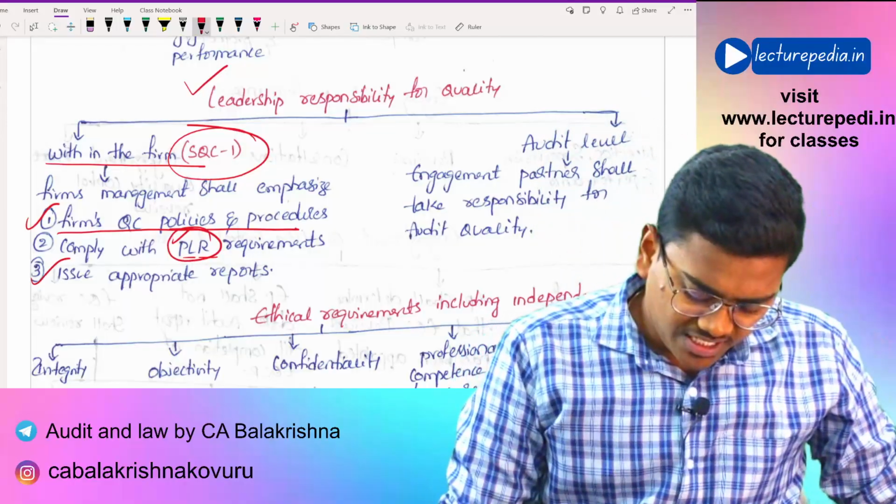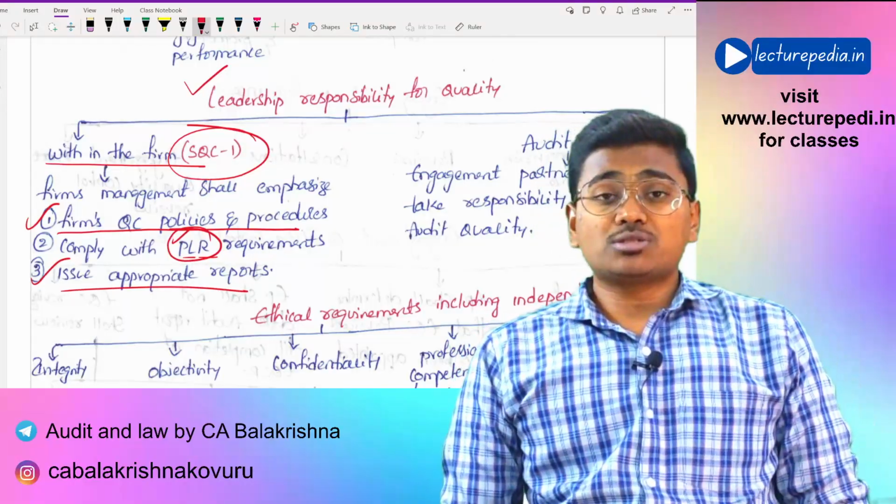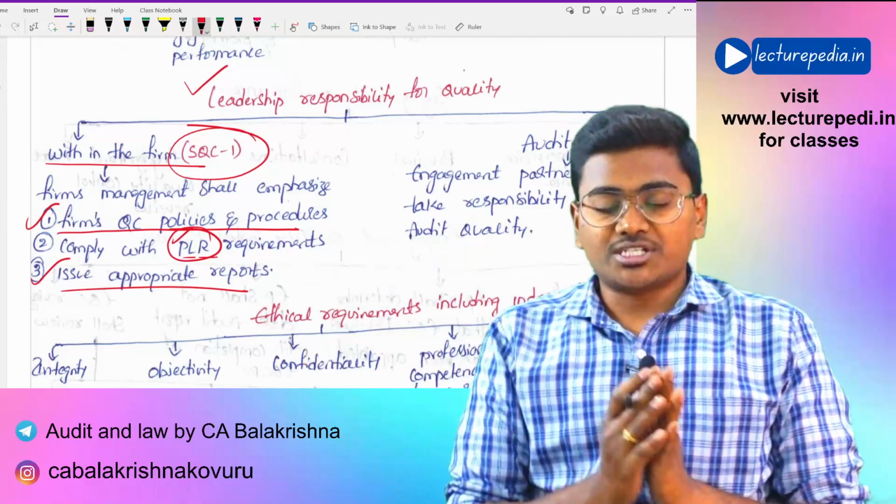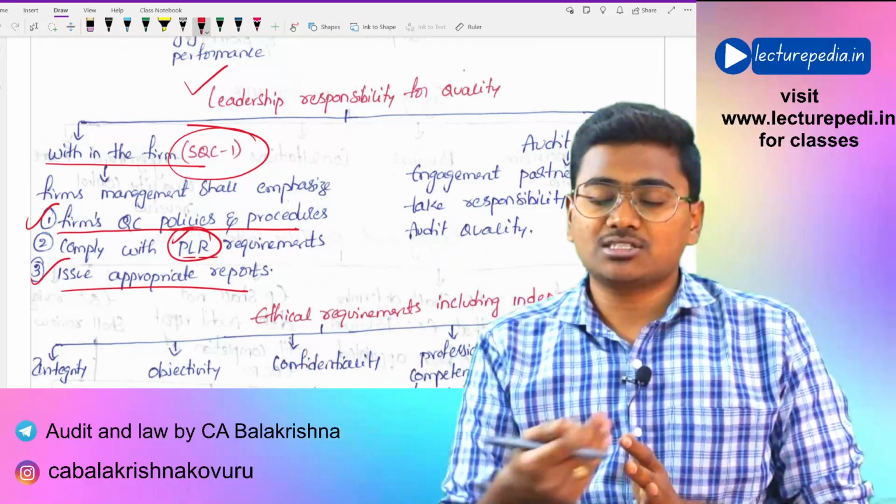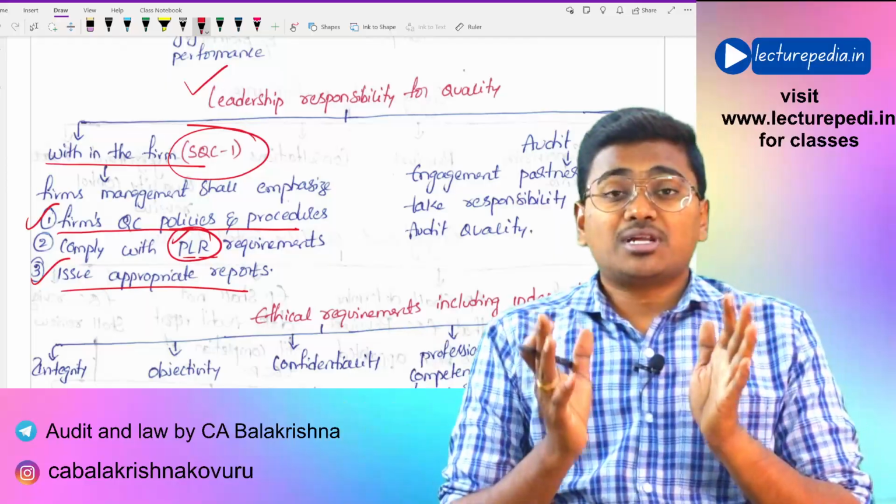Okay, and finally, the audit report that the auditor issues must be appropriate to the situation, appropriate to the circumstances of the auditor. This is as per SQC-1.